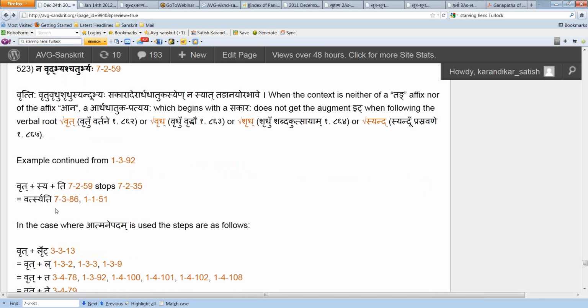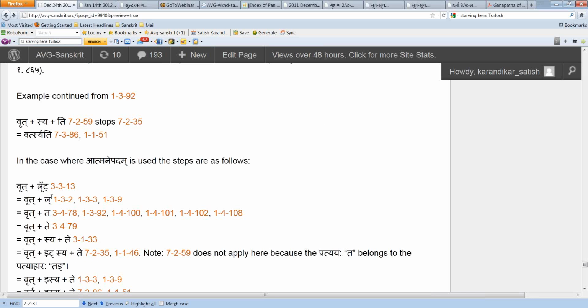vritsyati, and then of course pugantalaghupadhasya cha, uranraparaha, we get vritsyati. Now, when atmanepadam is used, because 1.3.92 said parasmaipadam optionally, what do we have? We get vrit plus vrit, anubandha lopaha. Now, pratyaya ta is going to come because tangana atmanepadam. So ta is going to come, then tita atmanepadanam te re becomes vrit te, and then syatasi lrulutoho.